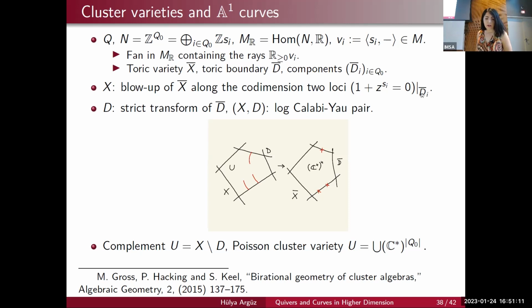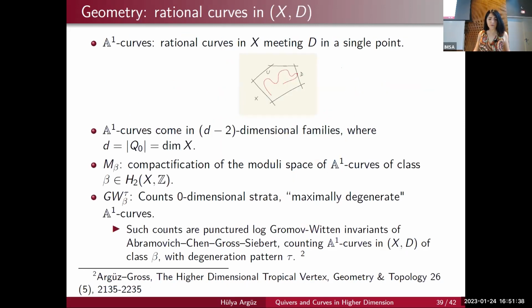And if you blow up all these hypersurfaces, then what you obtain is a cluster variety up to some codimension 2 locus. This is the result of Gross-Hacking-Keel, and we never really care about this codimension 2 locus when we talk about the ring of regular functions and so on. So this way, by blowing up these hypersurfaces, we obtain cluster varieties.